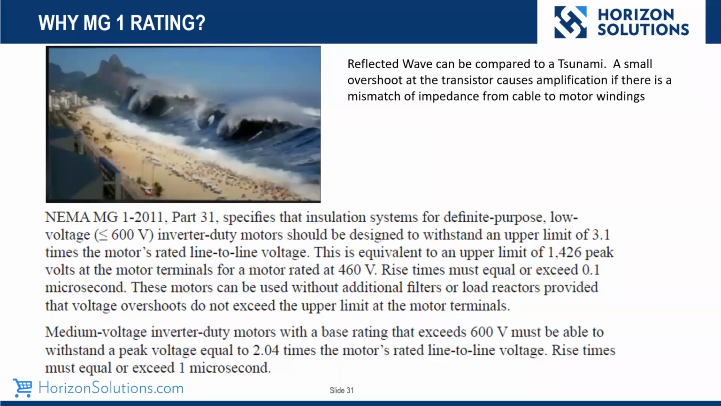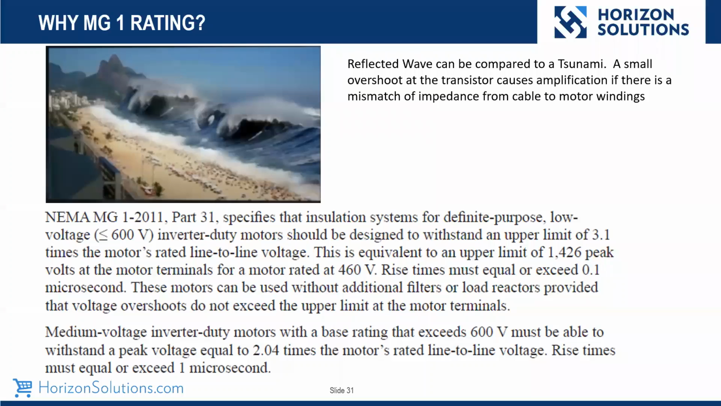And remember, that's that 3.1 that I talked about, 1426 peak volts on a 460 volt system. And we definitely want that above 0.1 microseconds. That can cause issues too, because the faster the rise time and the higher the voltage overshoots means the more damage that'll take place down at the end turns of the motor.